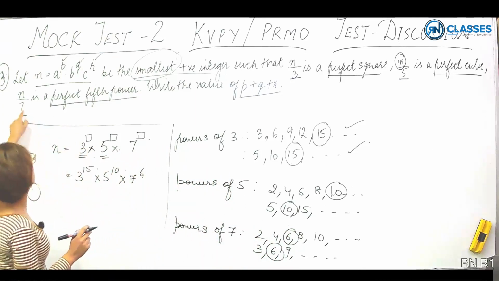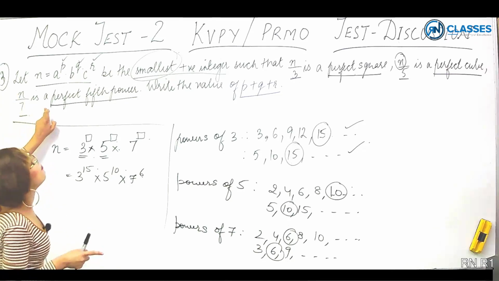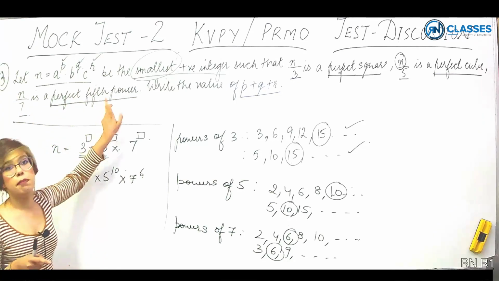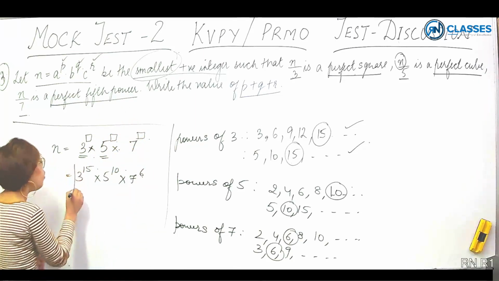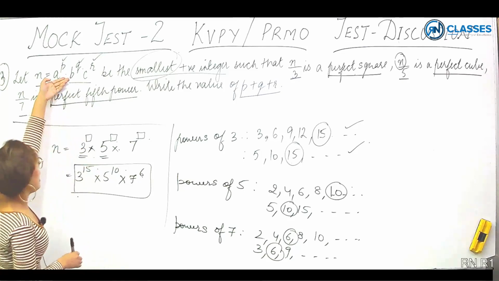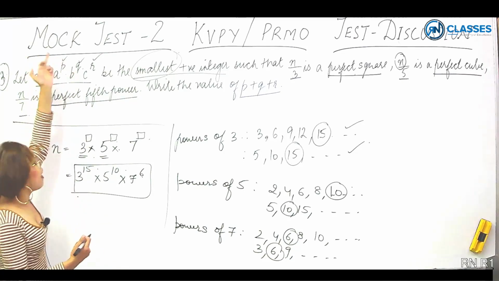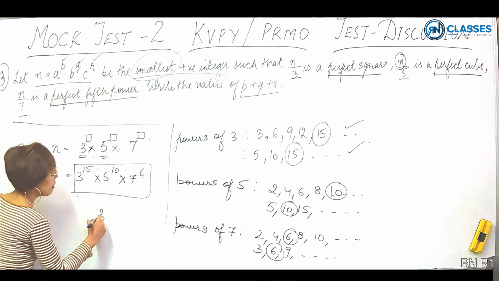But I need to check here. So, 7 raised to 6 divided by 7, that is 7 raised to 5, which can be a part of a perfect fifth power. So, this is the lowest number. Right? If I compare it to this one, I can say P can be 15, Q can be 10, R can be 6. The answer will be 31.